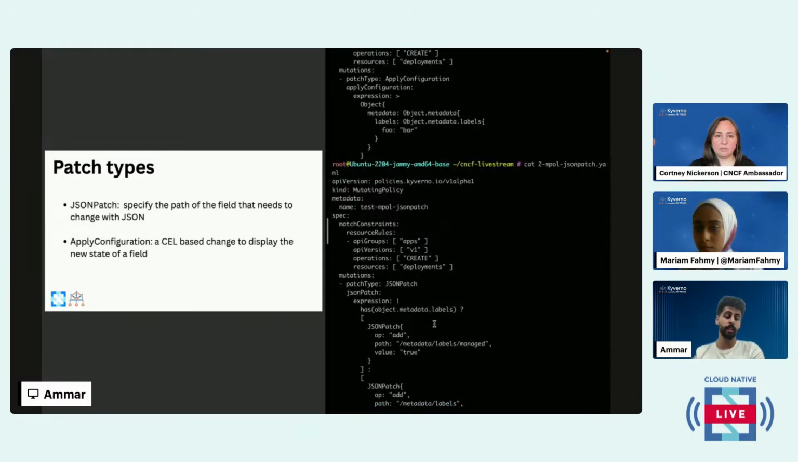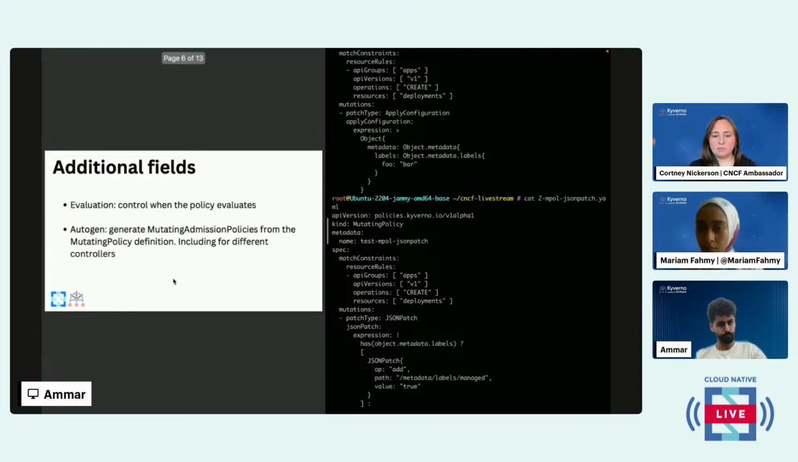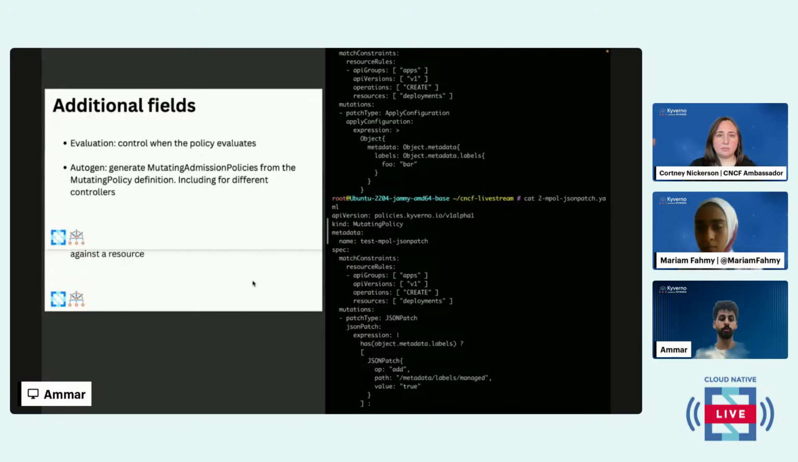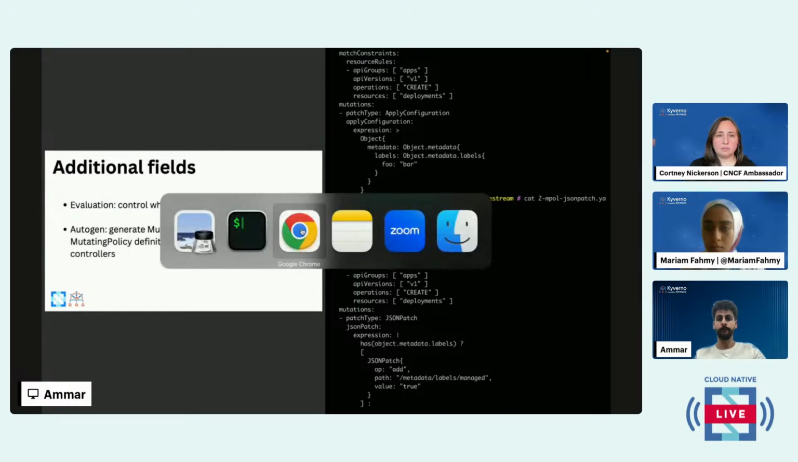And for cases apart from this, you can use apply configuration, which is essentially a CEL expression to specify how it's going to be included, or how the resource is going to be modified. So there are some additional fields in the mutating policy, which we're going to open the documentation to see right now. One second.